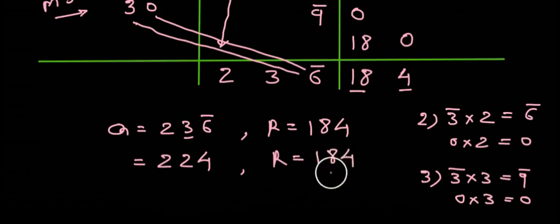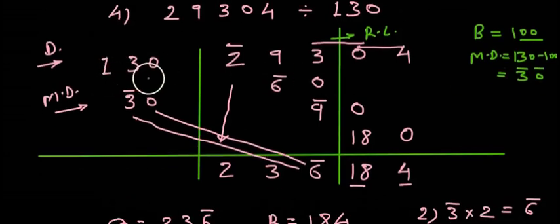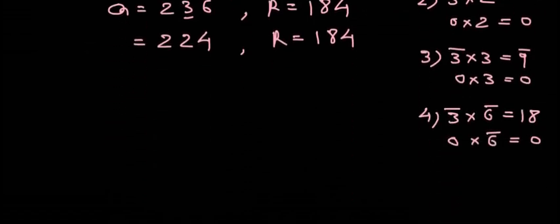Now observe remainder 184 properly. 184 is greater than the given divisor 130, which is not possible. It means that this division is incomplete. Remainder should not be greater than divisor. And if the remainder is greater than the divisor, then the division is incomplete. So what to do? Simple. Let us apply the same procedure by making this remainder 184 a new dividend. See, let me write 1, 8 and 4 here. And let us apply the same procedure.